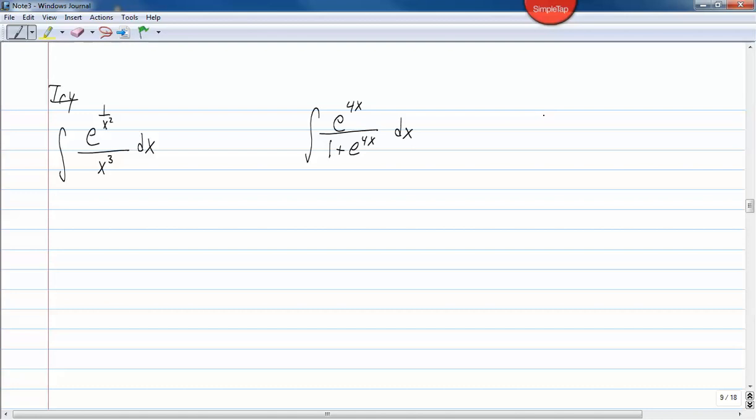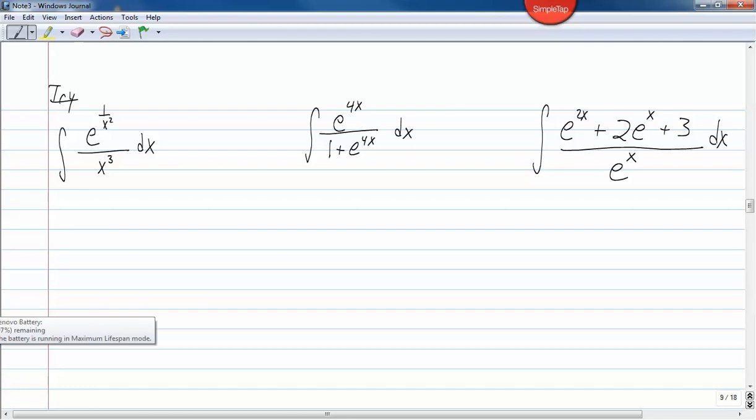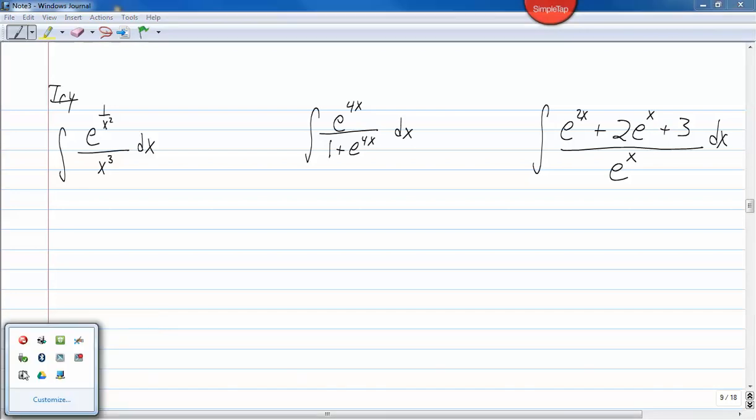I really like that problem. And how about this one? The integral of e to the 2x plus 2e to the x plus 3 all over e to the x dx. So work on those three problems really quick.